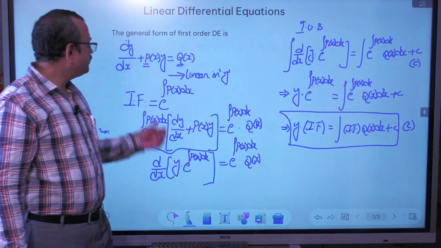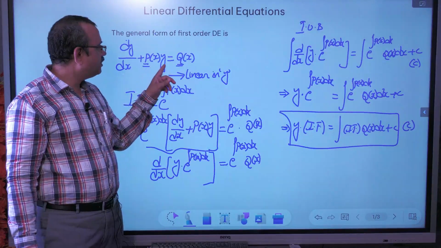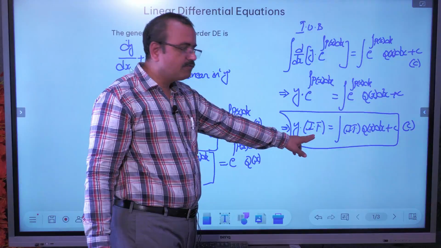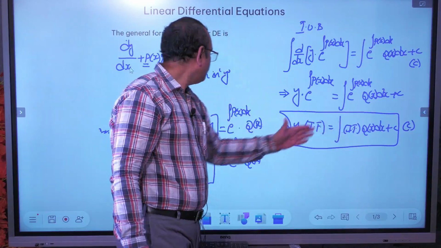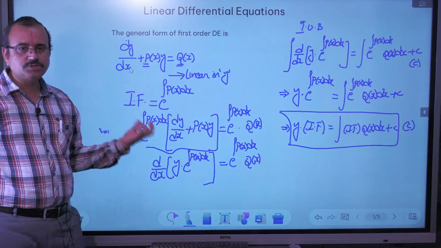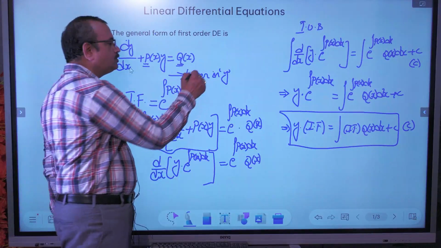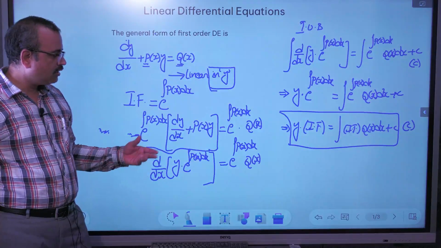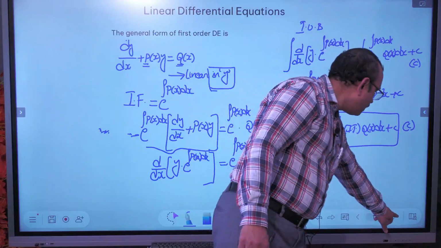So for the differential equations, especially the linear differential equations which are in the form dy by dx plus p of x into y is equal to q of x, the general solution is given as y into integrating factor is equal to integral of integrating factor into q of x dx plus c, where the integrating factor is given as e power integral p of x dx. So this is the procedure for how we can solve a first order linear differential equation which is linear in y. Now we will see how to solve one problem.